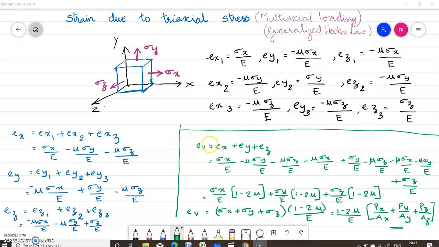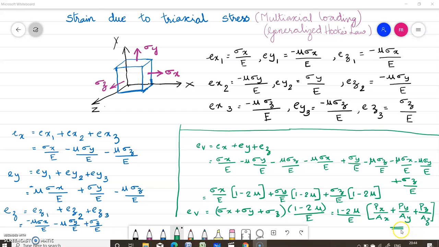So what is the total strain, the volumetric strain? It is equal to Ex plus Ey plus Ez. Substituting all these values and summing up, you will get the volumetric strain as sigma x plus sigma y plus sigma z into 1 minus 2 mu by E. Instead of sigma x, sigma y and sigma z, you can substitute the load by area equation. So you will get the equation for volumetric strain, delta V by V equal to 1 minus 2 mu by E into Px by Ax plus Py by Ay plus Pz by Az. So this is known as the generalized Hooke's law.